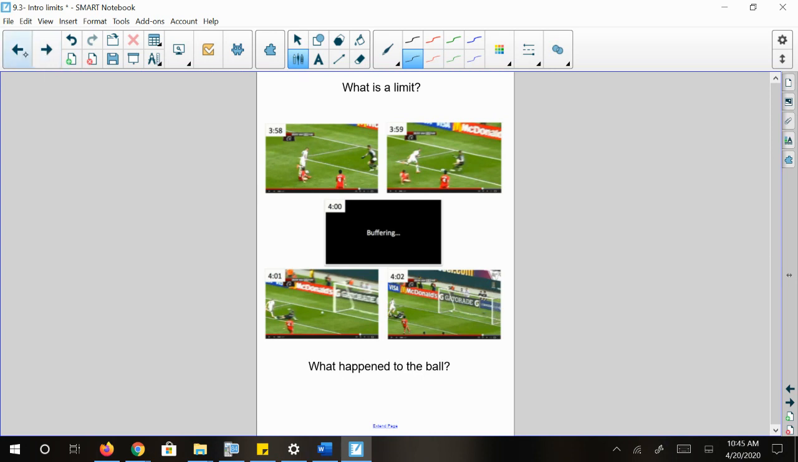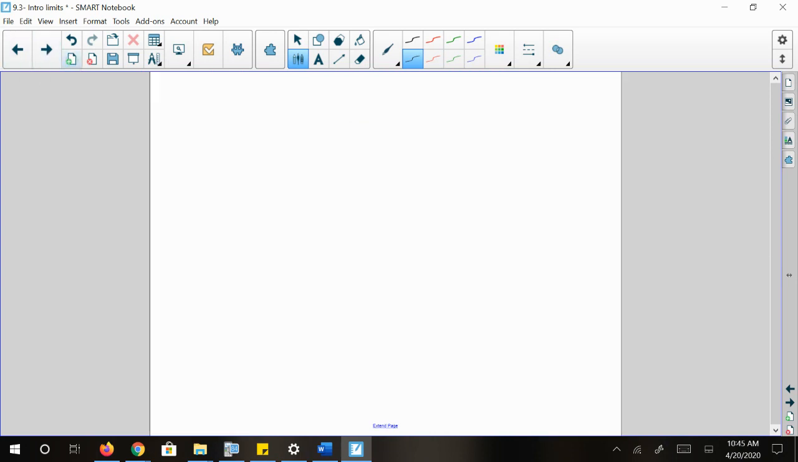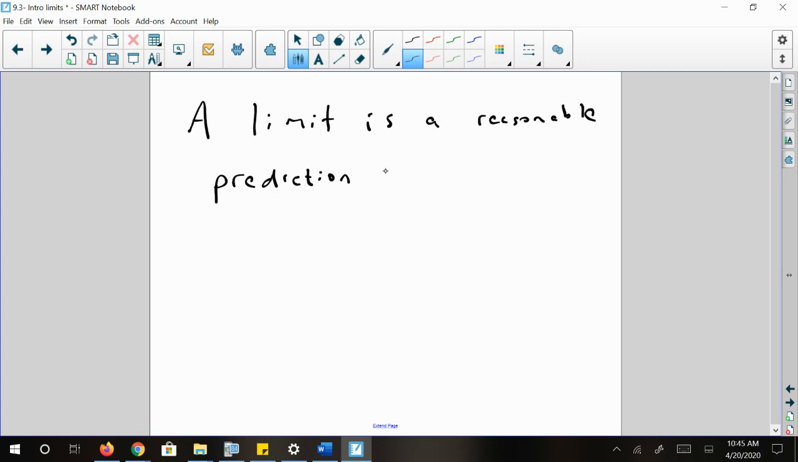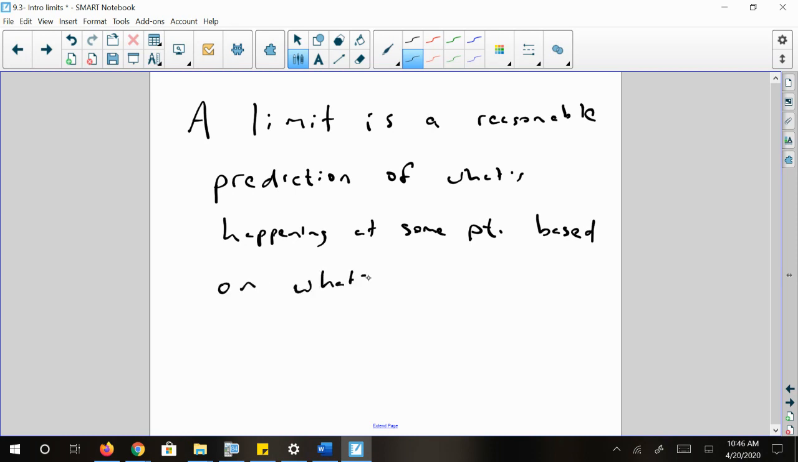Okay. So if we're trying to put a definition to a limit, I would say a limit, in the most layman terms that I can give you, is a reasonable prediction of what's happening at some point based on what's happening around it. Okay, based on what's happening around it.